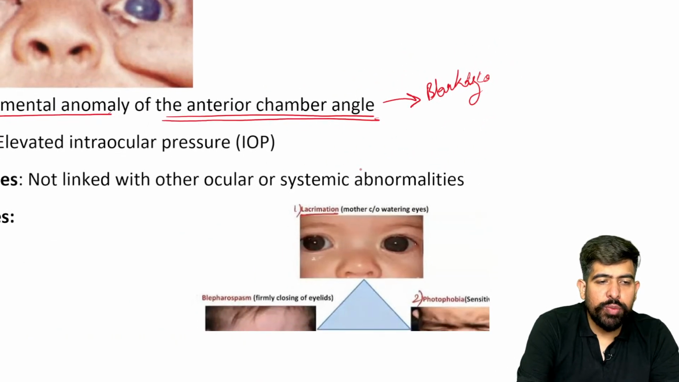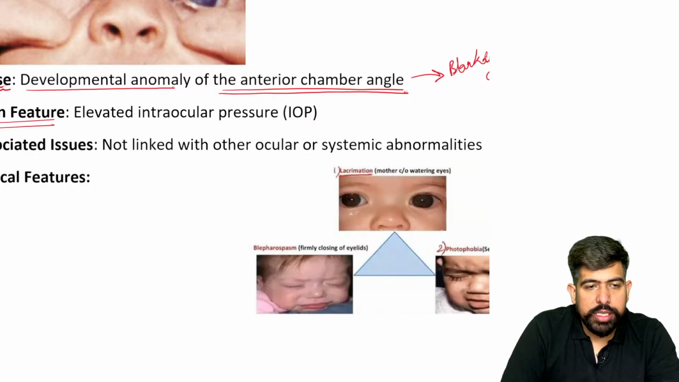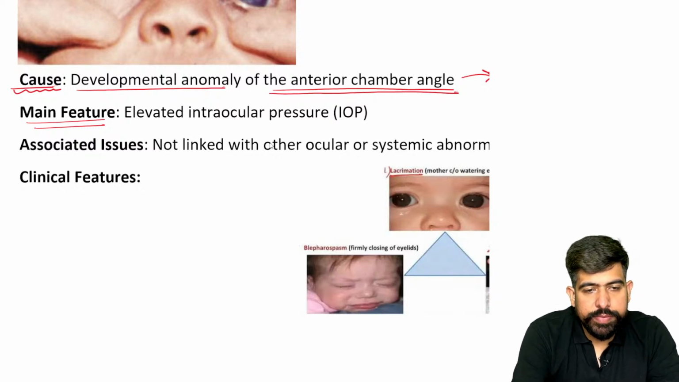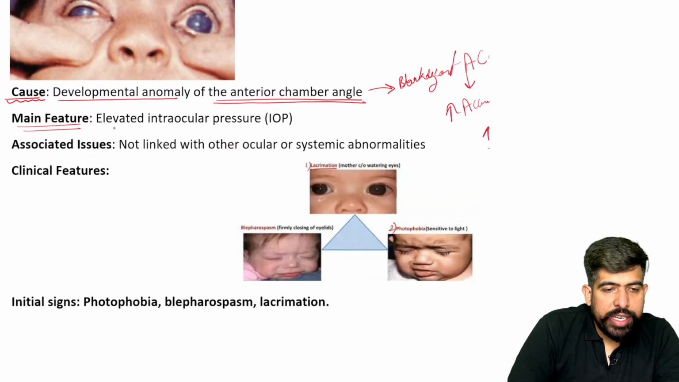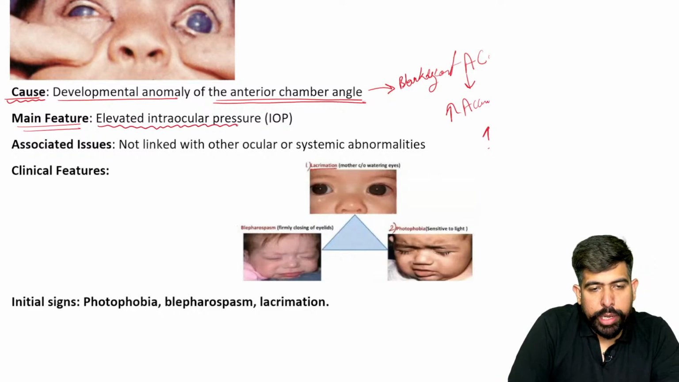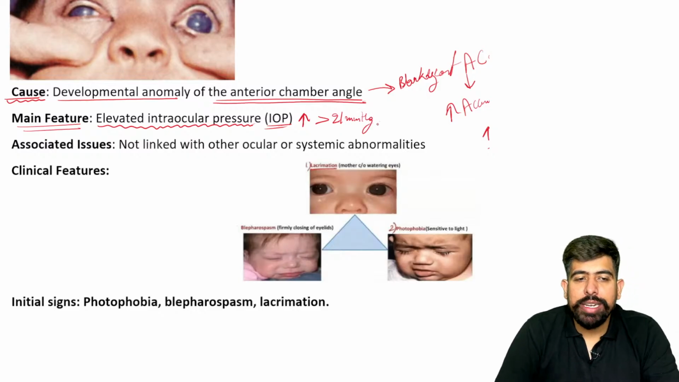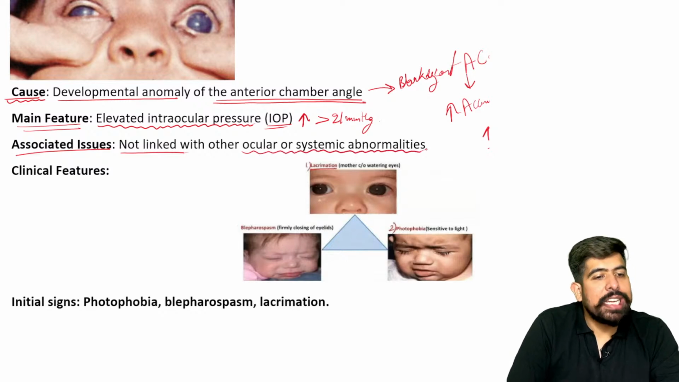Now let's move forward. The main feature of this is the elevated intraocular pressure. So IOP is increased, meaning more than 21 mm Hg. Is there any associated issue? No, there is no link with any other ocular or systemic abnormalities. It can be only the individual.